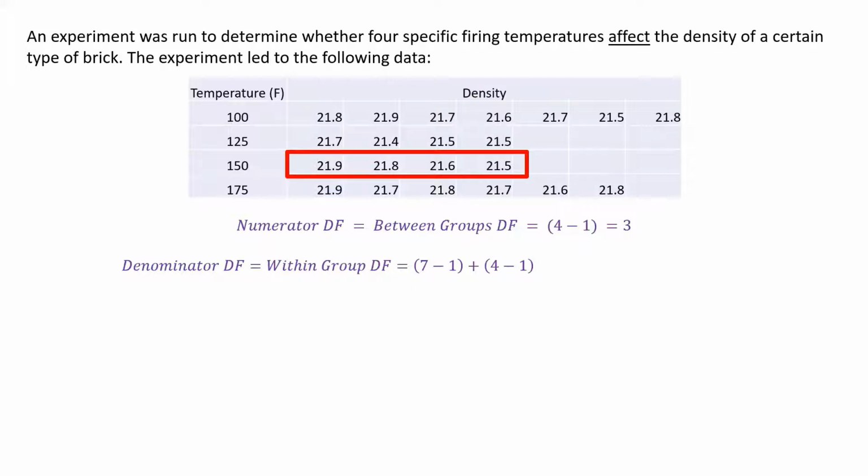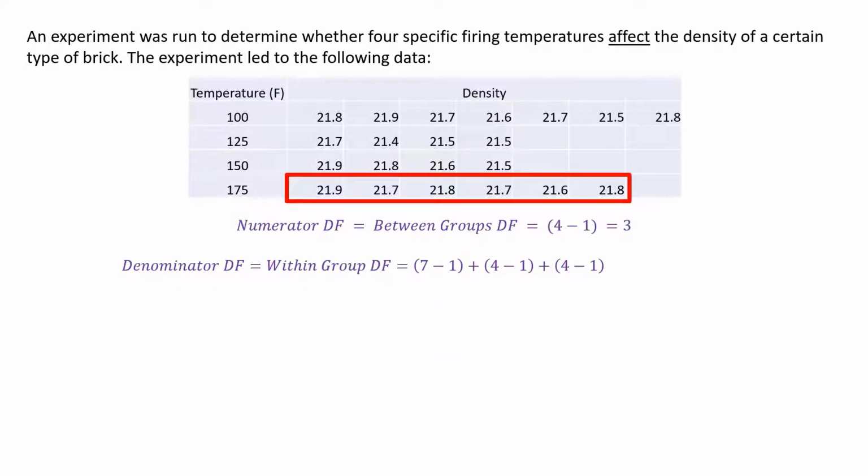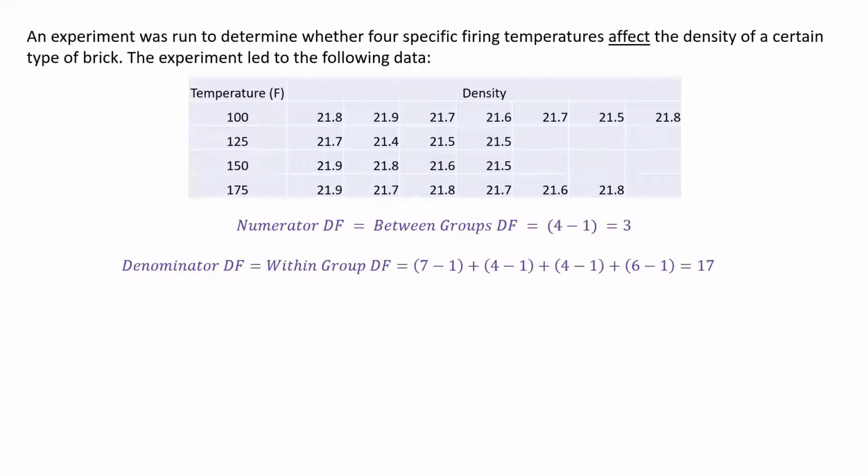There are 4 data points in it. That means from the third group also, we have 4 minus 1, which is 3 degrees of freedom. And here is the fourth group. There are 6 data points in it, which means we have 6 minus 1, which is 5 degrees of freedom from that group. To get the total degrees of freedom, we have to sum up all the within group degrees of freedom. Then you get 17 as the denominator degrees of freedom.